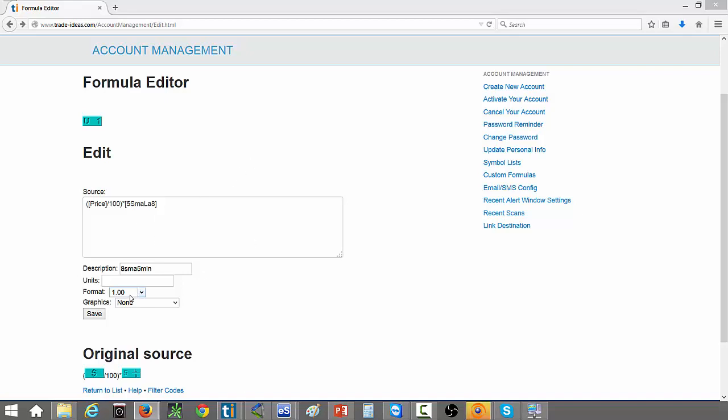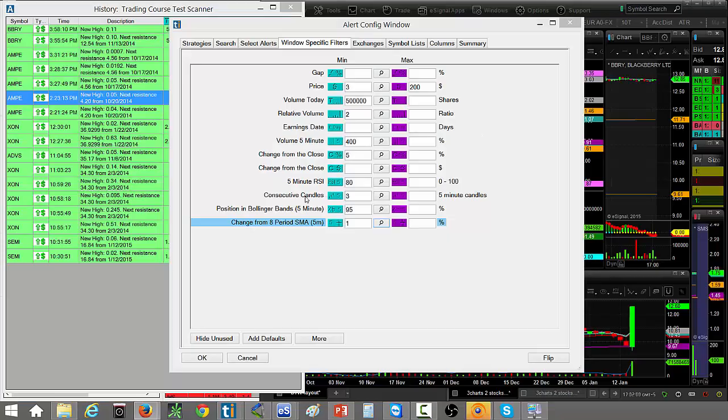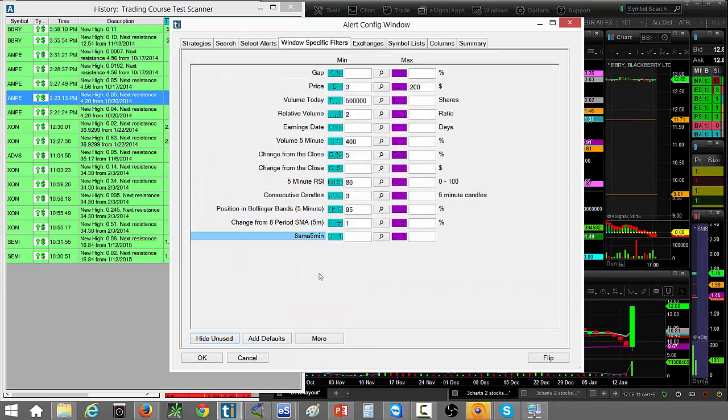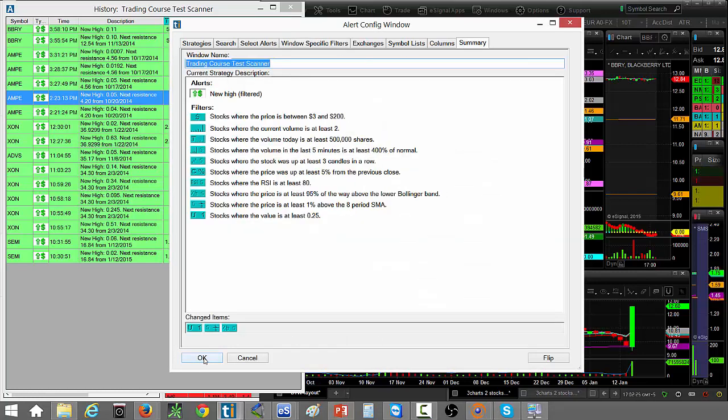Okay, so you type that in, you click save, and then when you go into Trade Ideas, you'll go to search and you'll see, hey, look, there's U1, user 1. So that's the one that I just made. Add filter, and I'm going to look for something that's at least 25 cents, so 0.25, minimum away from the 8 moving average. Okay, we'll say okay.